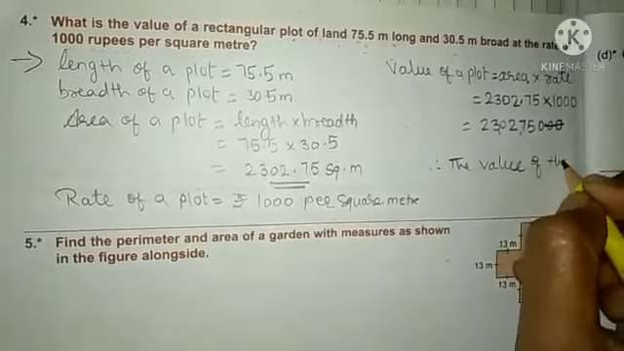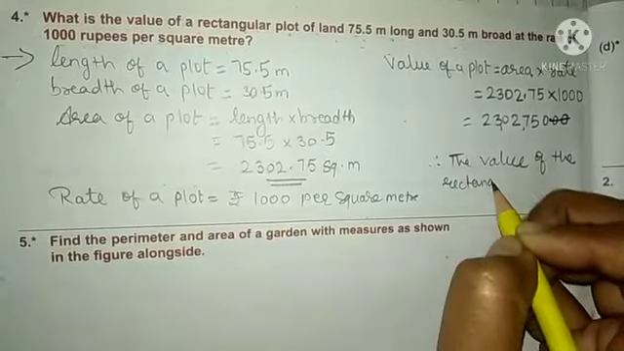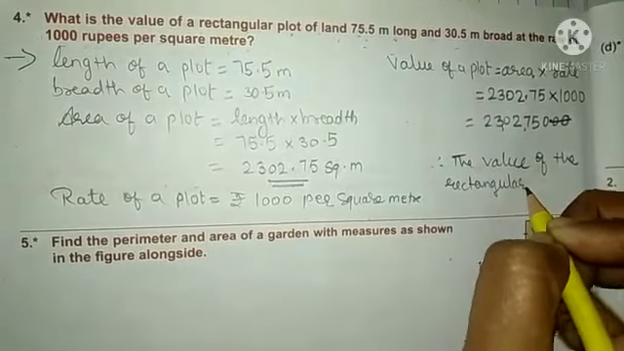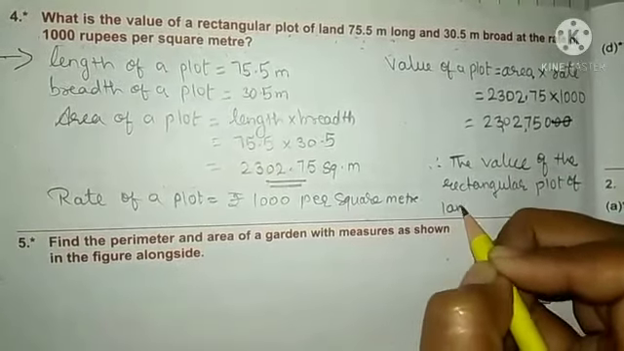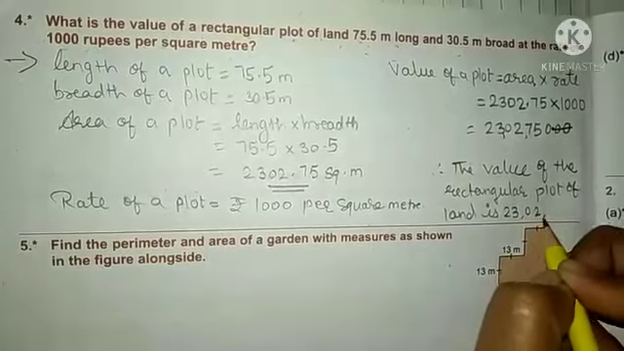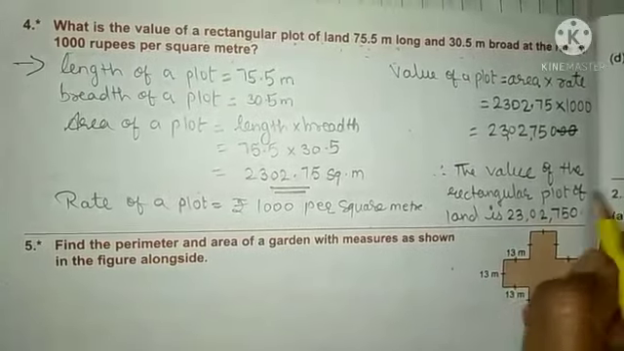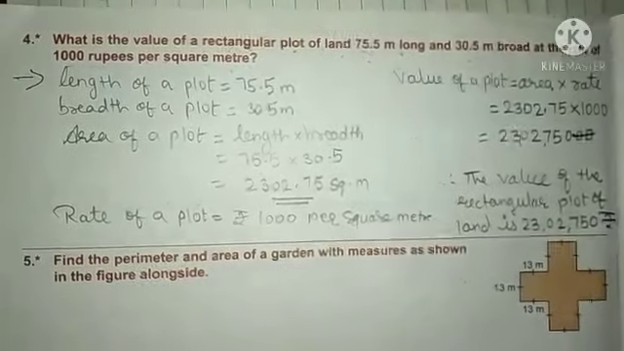So here we will write down: therefore, the value of the rectangular plot of land is 23,02,750 rupees. Clear? Understood? How you will do?